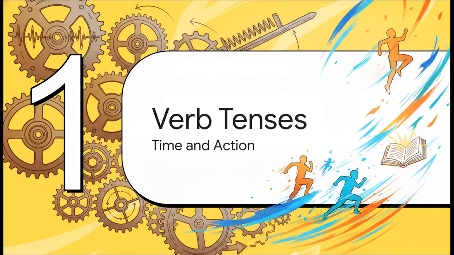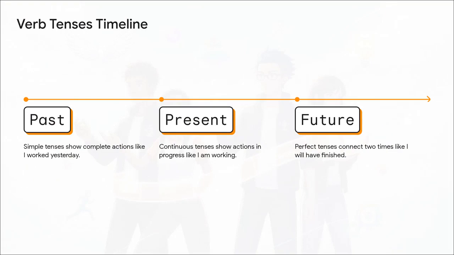All right, starting off with Section 1, Mastering English Verb Tenses, all about time and action. So when you think about it, verbs map directly onto a timeline in 3 main ways. First, simple tenses. These show complete actions viewed as a whole, like I worked yesterday, done and dusted. Then we have continuous or progressive tenses, which really focus on the duration of an activity, an action in progress, like I was working when you called.